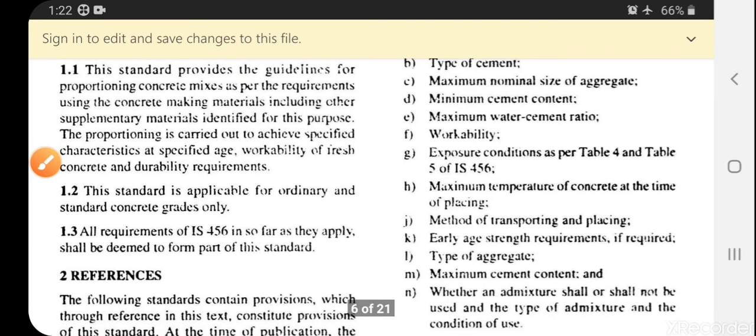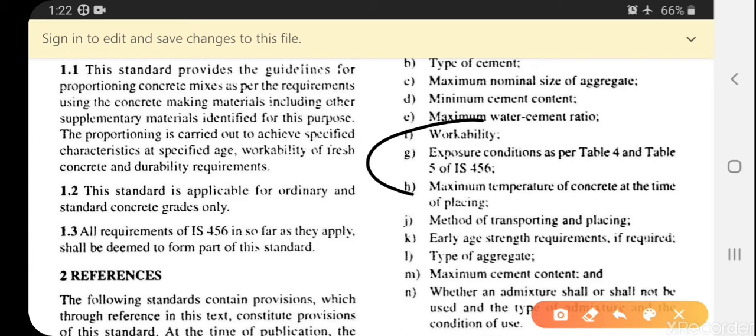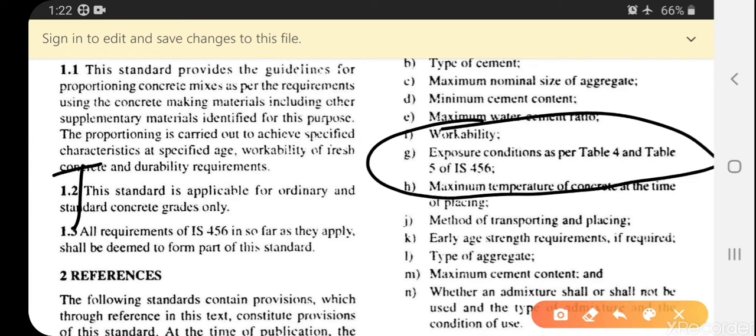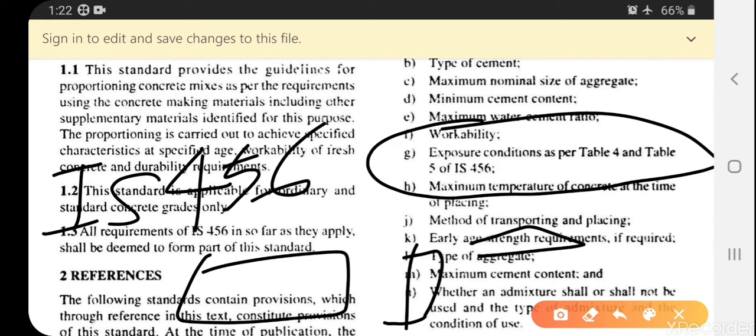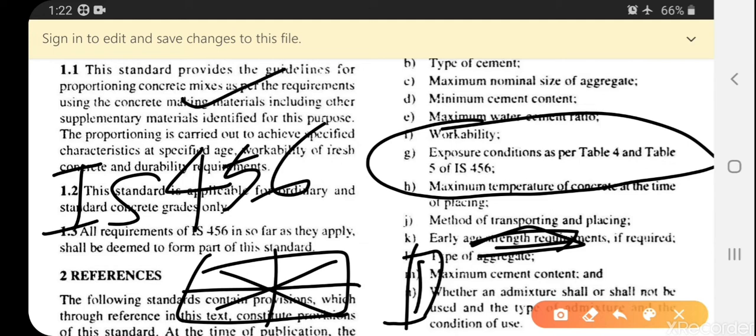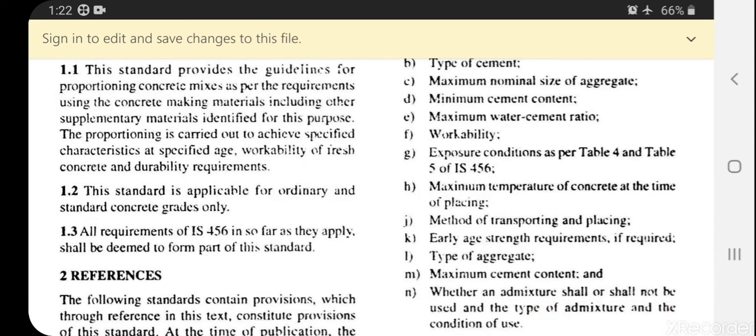Next, exposure site condition. This is again one more code, that is IS 456. What do you mean by exposure conditions? It means if it is a slab, or a column, or a beam, which type of material you have taken, which type of concrete is being placed. So these all come under the IS 456 exposure site conditions.